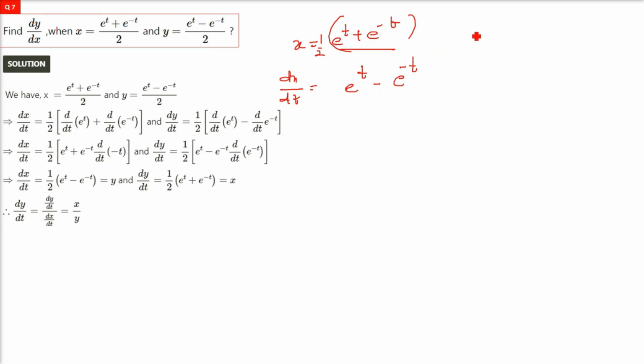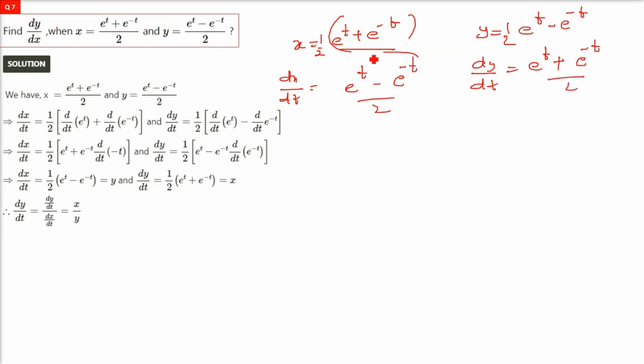Similarly, y is equal to (e to the power t minus e to the power minus t) divided by 2. dy by dt is equal to, e to the power t will be what? Half is already there. e to the power t is e to the power t. e to the power minus t is e to the power minus t, and then differentiation of minus t is negative. So e to the power t plus e to the power minus t. Okay. So 2 is already there.